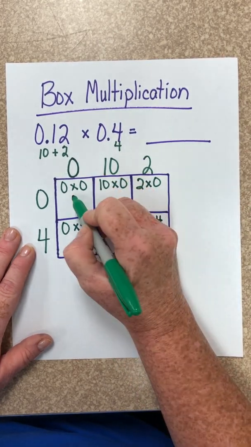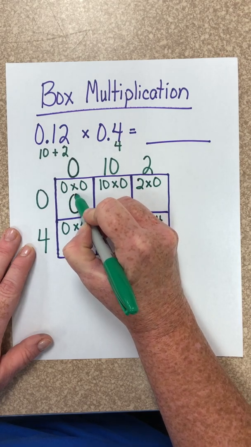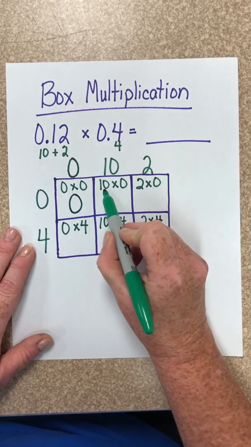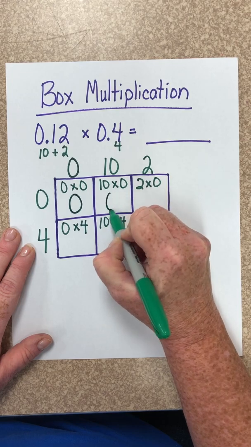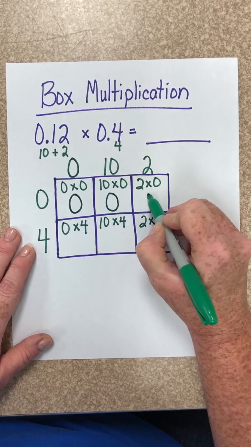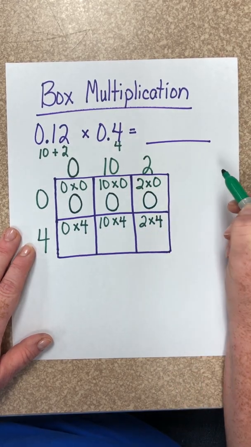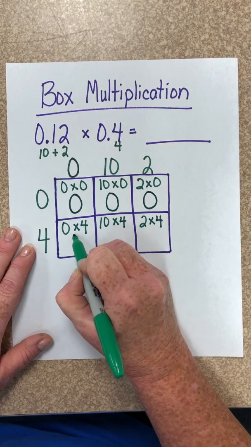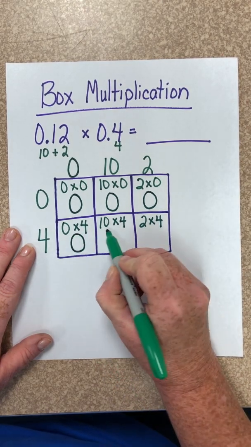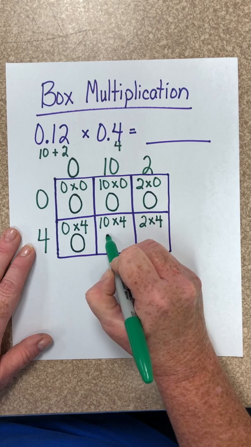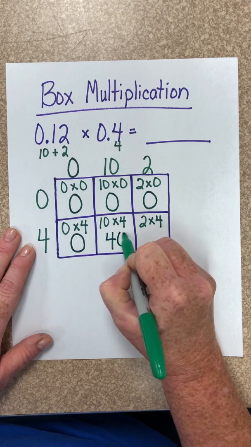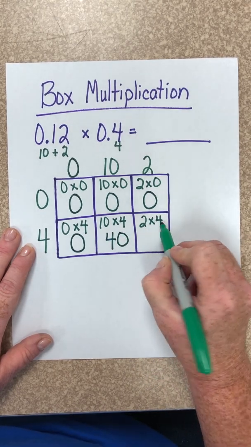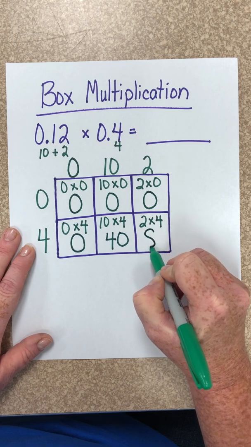0 times 0 is 0. I'm going to write that bigger so I know I'm going to use that number later. 10 times 0 is 0. And 2 times 0 is 0. 0 times 4 is 0. 10 times 4 is 40. And 2 times 4 is 8.